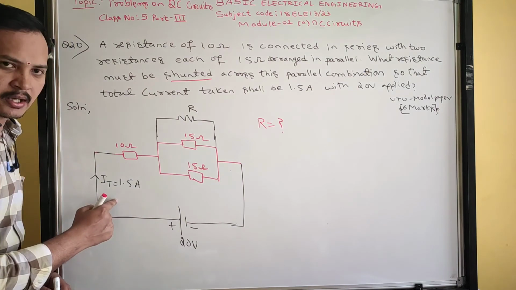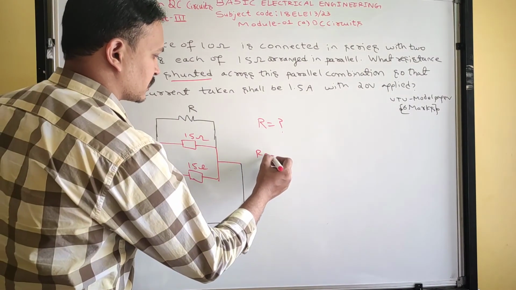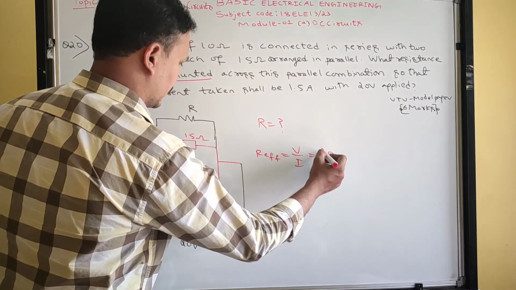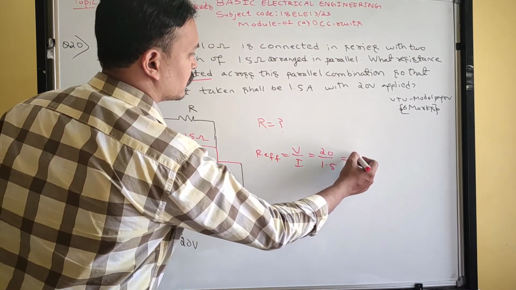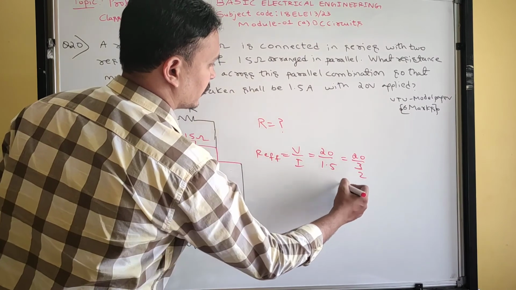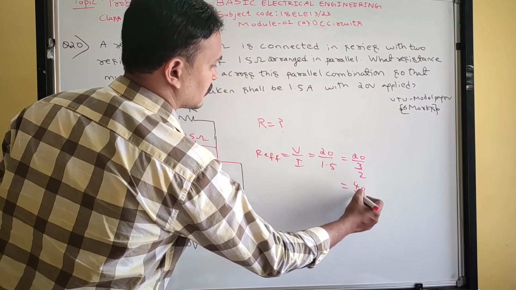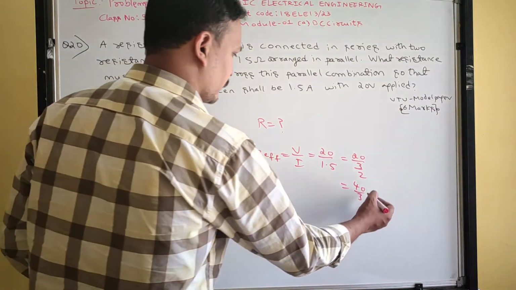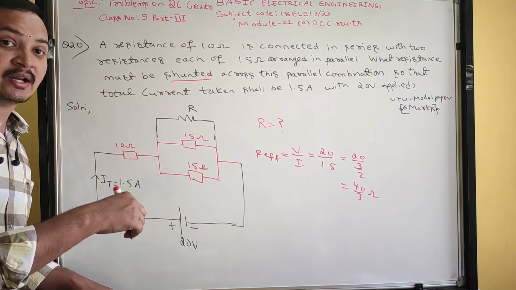Okay, or you should find out. See, voltage is given, current is given. You find effective resistance. What is effective resistance formula? R effective is equal to V by I. What is the voltage? 20. 20 by 1.5. So 20 divided by 3 by 2. So then it becomes 40 by 3 ohms. So that is the effective resistance.